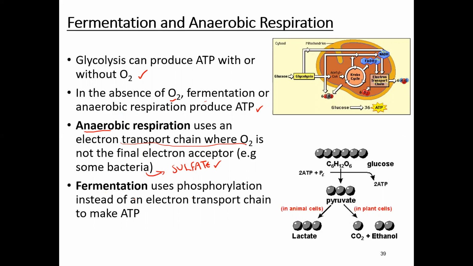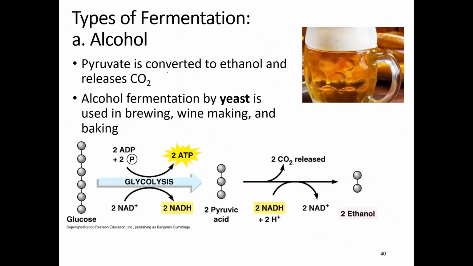Fermentation is where substrate-level phosphorylation is used instead of an electron transport chain. There are two types of fermentation: lactic acid fermentation and alcohol fermentation. In alcohol fermentation, pyruvate is converted to alcohol, releasing carbon dioxide. Alcohol fermentation by yeast is used in making the good stuff here. Notice that's why you get bubbles in your beer, your parents' beer.